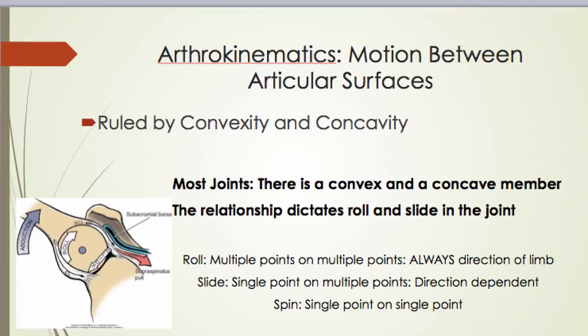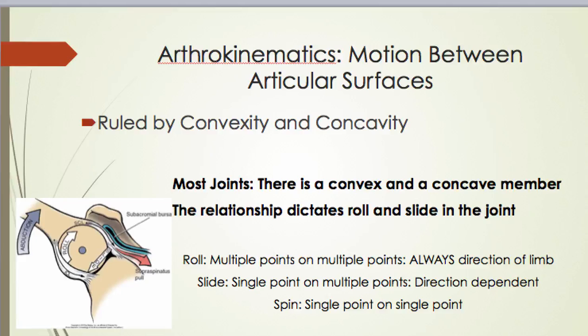For example, if we took the humeral head here in this position and did a manual glide inferiorly of the humeral head on the glenoid fossa, this portion of the glenoid, this portion of the humeral head would maintain contact, but along the entire or at least partial length of the glenoid fossa itself. Then finally, in a spin, we get a single point on a single point.